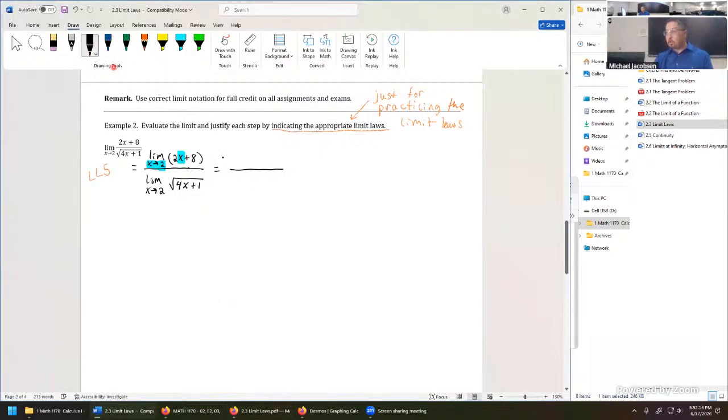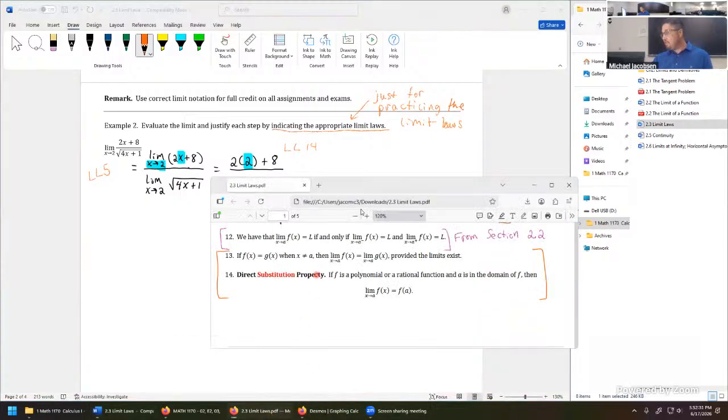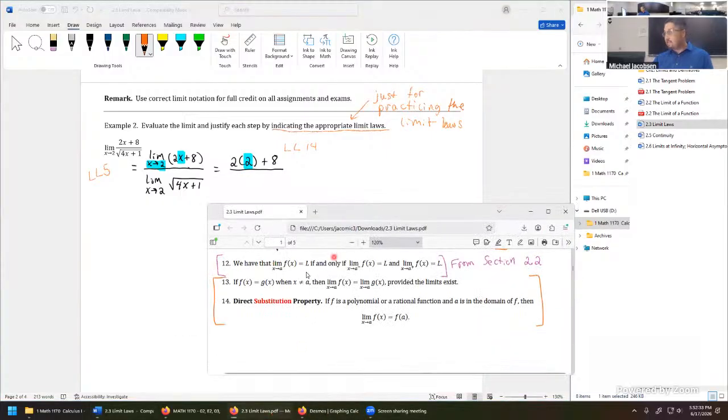So the numerator looks like it's totally done. We just get 2 times 2, follow the color coding for the substitution. 2 came from that particular limit, plus 8. And this is by limit law 14, the so-called direct substitution property.